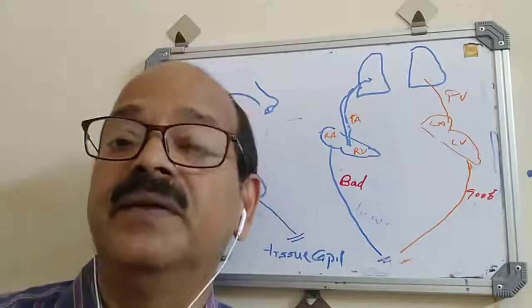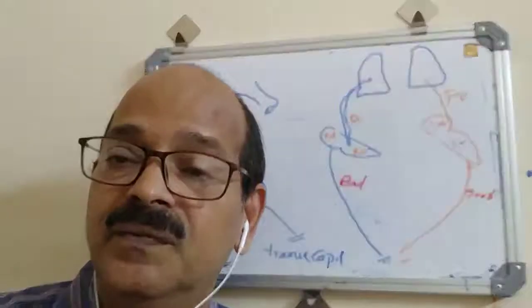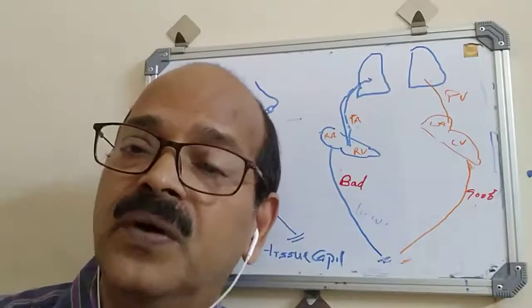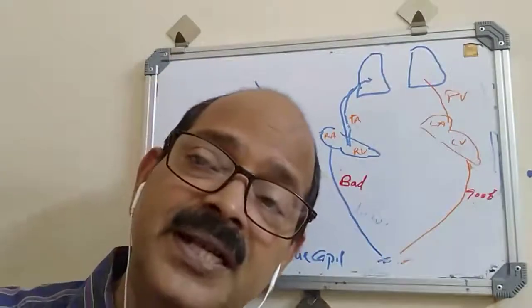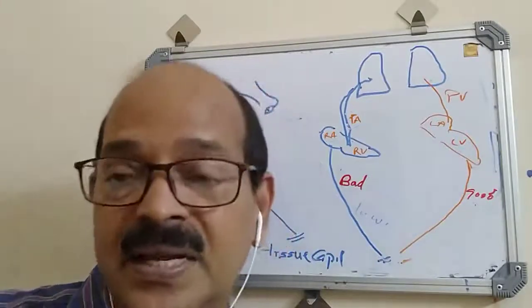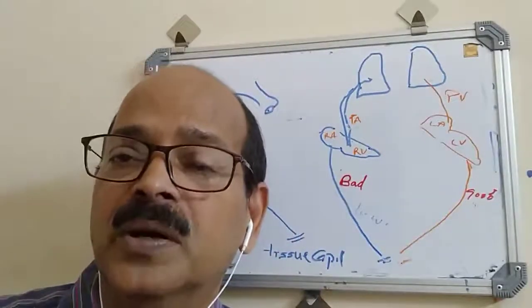So what you are giving importance to is which chambers are involved. I forgot to mention the increased flow state situation, I'll come to that. The classical increased flow state is one that presents in the newborn period, TGA.